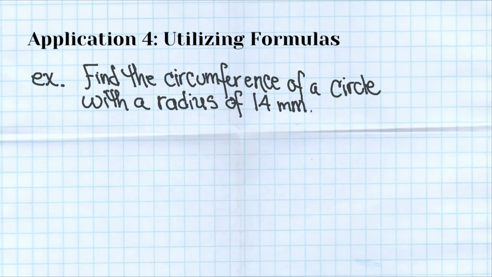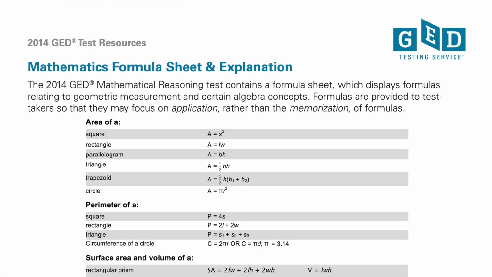Take a look. It says, find the circumference of a circle with a radius of 14 millimeters. Well, you get a formula sheet when you hit up the GED. Google it, guys, if you don't have it. Okay, just Google GED formula sheet. You'll be like, oh, I get this when I test. Yes, you do. And you take a look at it.